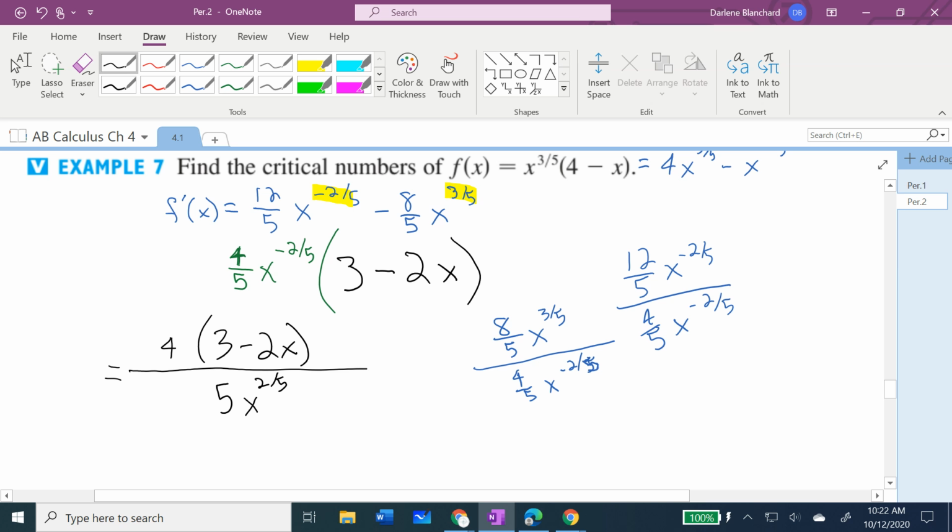And now the critical numbers are anything that make it equal to 0 or undefined. Equal to 0 means what makes the numerator 0. And in this situation, it is undefined where the denominator is 0. So the critical numbers are x equals 3/2 and 0.